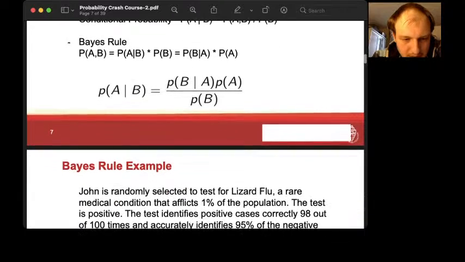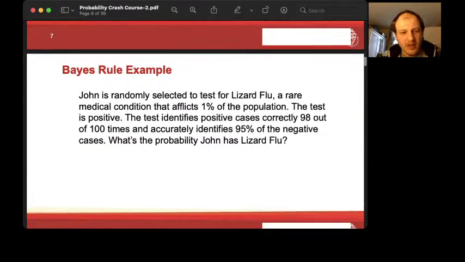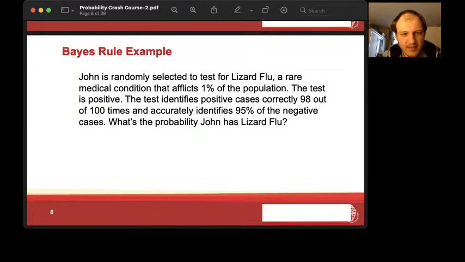Okay, so maybe it's a bit easier if I show an example. In this example, we have someone with a rare disease that afflicts only 1% of the population. And when John is tested, he is positive. The test identifies positive cases correctly 98 out of 100 times and accurately identifies 95% of the negative cases. So here the question is, what is the probability that John has lizard flu?